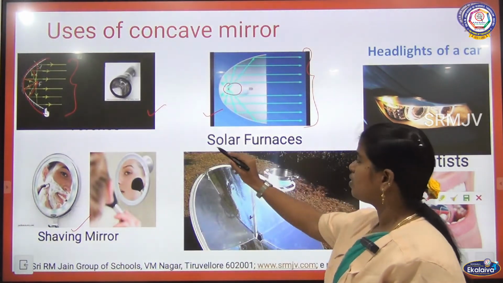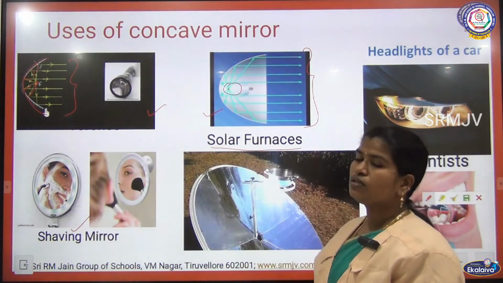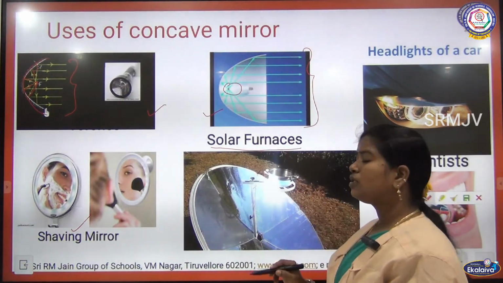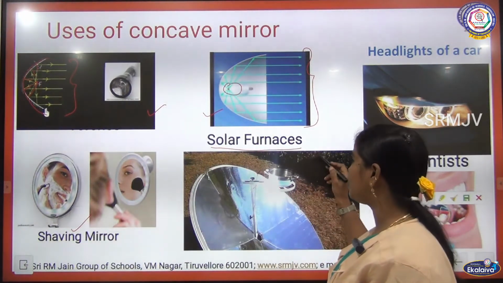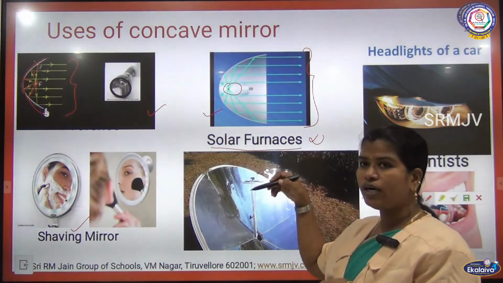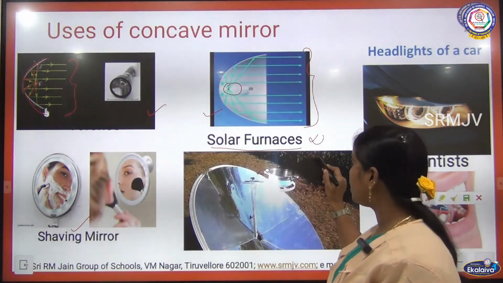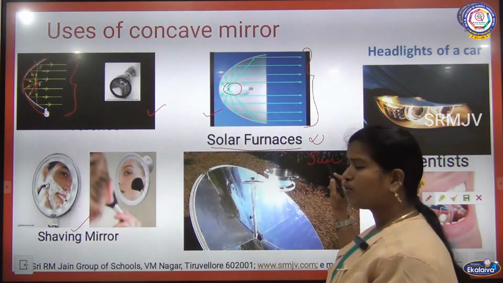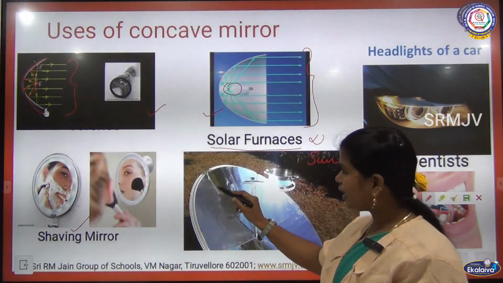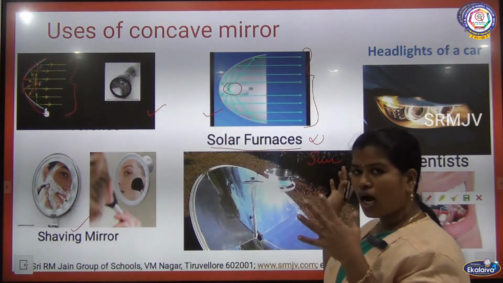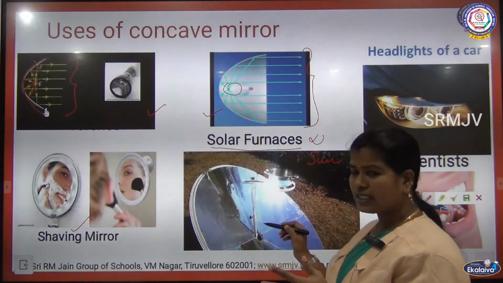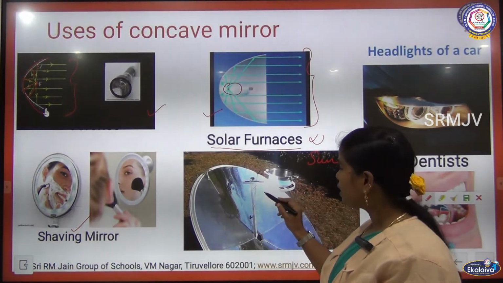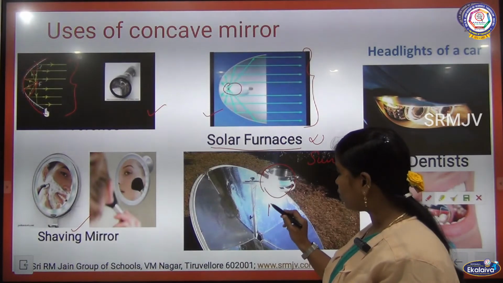And next, solar furnaces. In solar furnaces, the position of the object is at infinity. So what is the object over here? The sun is the object. So this concave surface will converge all the sun's rays at a point. That point we call the focus.